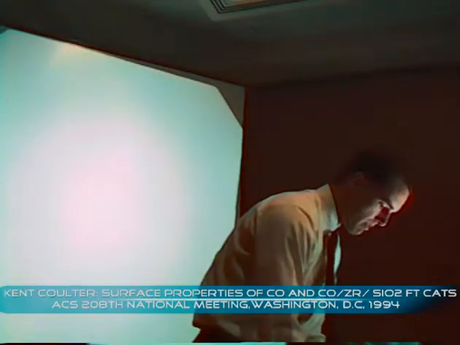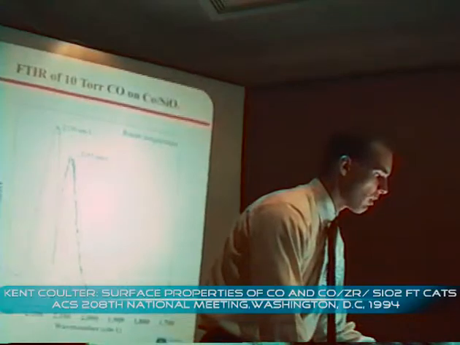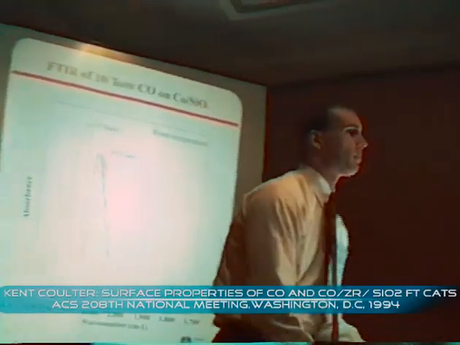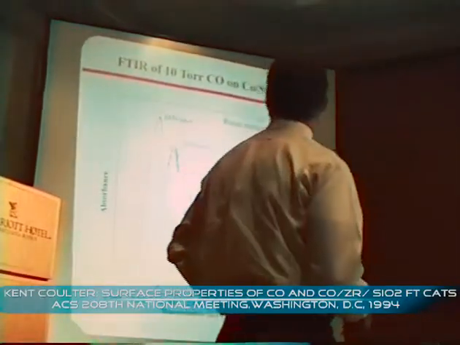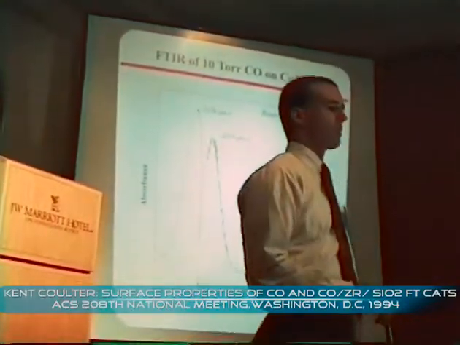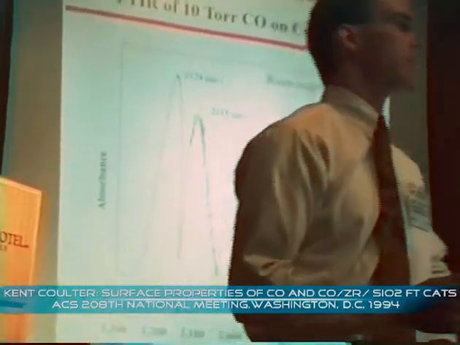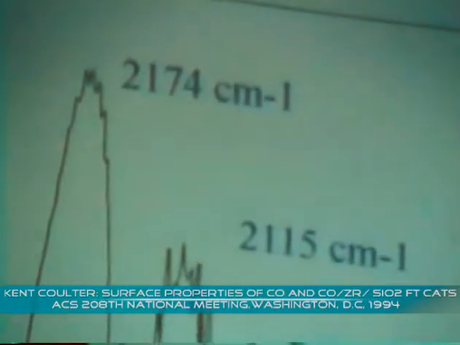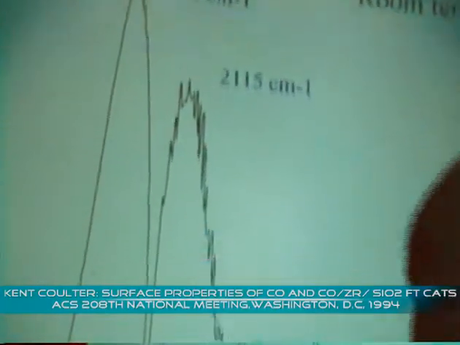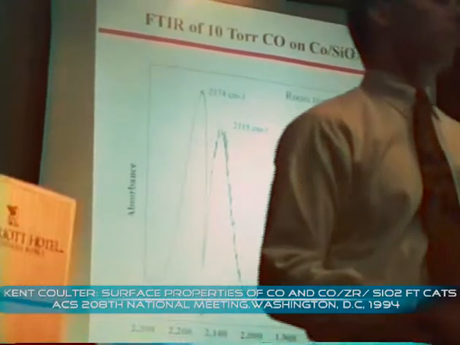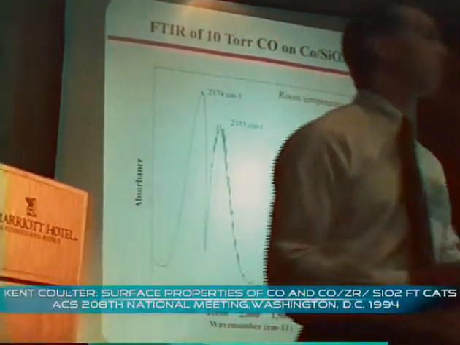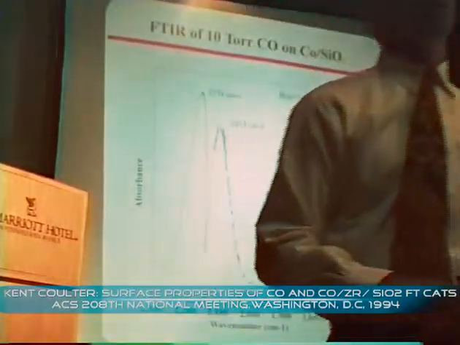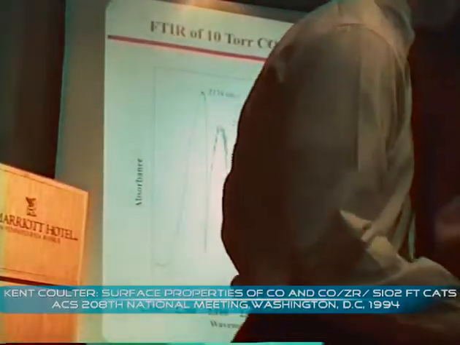The major one being that we cannot see adsorbed CO on cobalt on these samples. Here's a typical spectrum of 10 torr of CO on a reduced cobalt on silica sample at room temperature. All we see are features that can be identified as gas phase CO. We don't see any features at 2070 that would be identified with molecular adsorption on reduced cobalt. We also don't see a peak at around 2180 that would be assigned to the adsorption of CO onto an oxidized cobalt species on the surface.